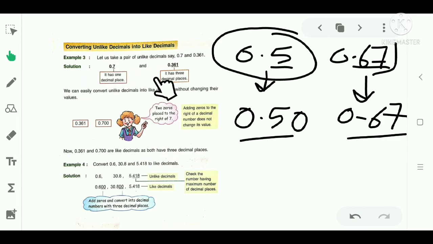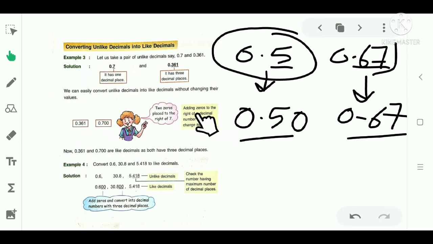Then we can say that these are like decimals. If there is 1 decimal place and 3 decimal places, it means these are unlike decimals. Now how to convert? Now students, we will write 2 zeros after 7. Okay, it is 0.700 and it is 0.361, so we will write as it is. Now these two decimal numbers are like decimals.